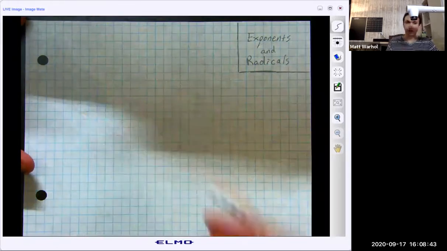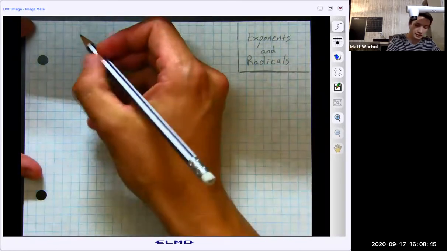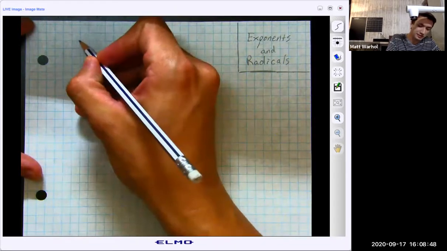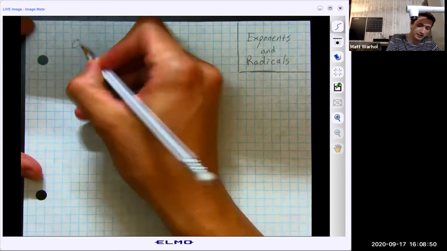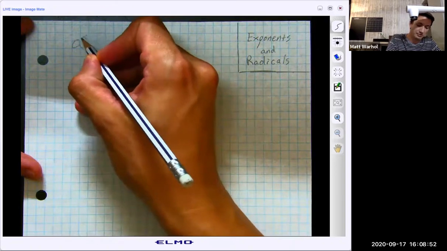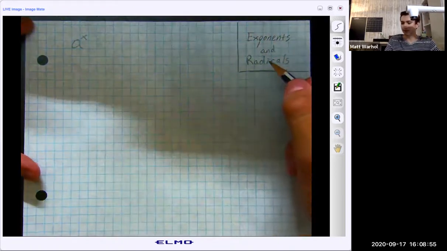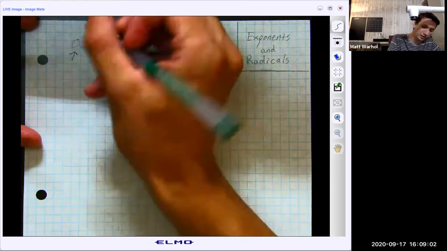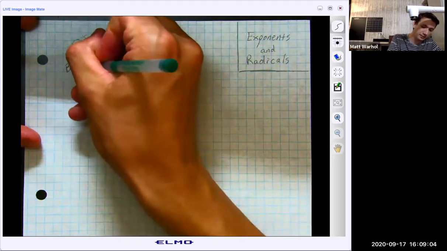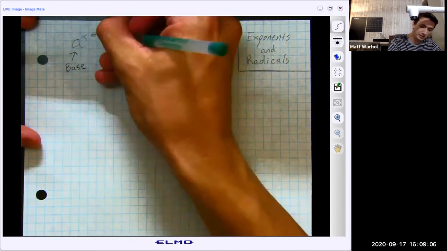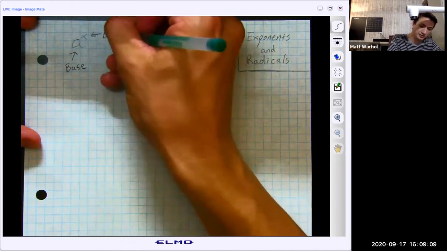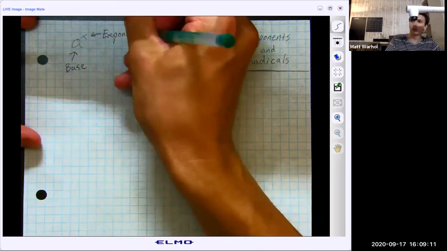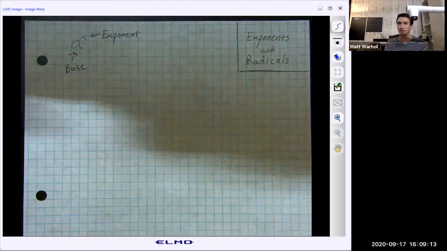Exponents have two components to it. You can write them like this. You can write them as some number, let's just call it A, and then they have a power up here in the top. We can call that X. This part of the number we call the base, and this part of the number up here we call the exponent. So we're going to be looking at numbers that have an exponent written up above them like that.